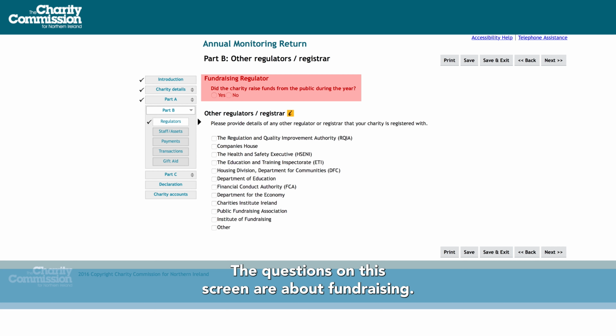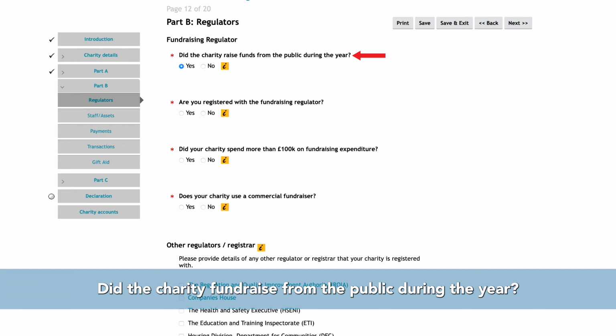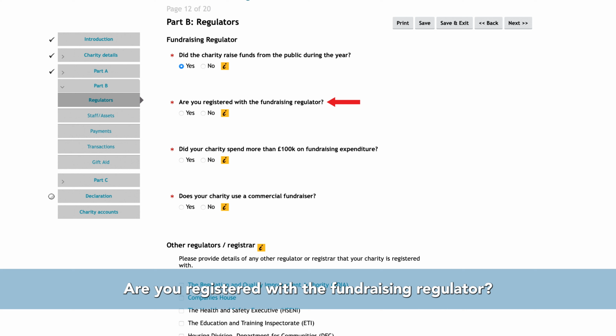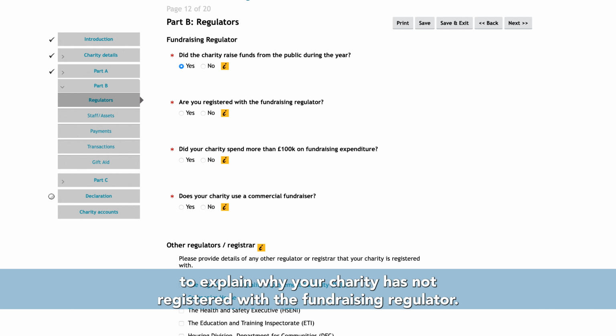The questions on this screen are about fundraising. Your answers to these questions will not appear on your entry on the Register of Charities. Did the charity fundraise from the public during the year? Are you registered with the Fundraising Regulator? If you answer no to this question, a drop-down will appear to ask you to explain why your charity has not registered with the Fundraising Regulator.